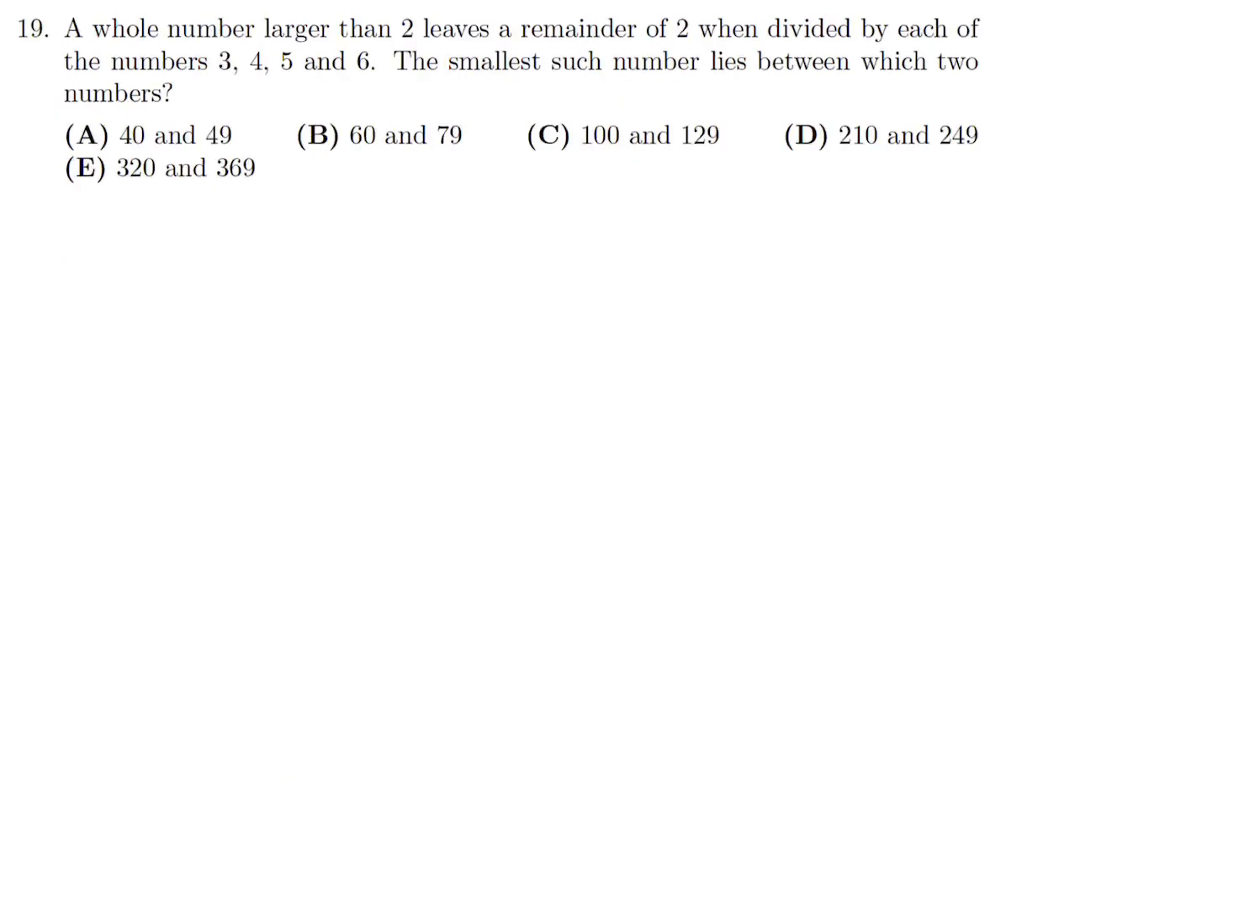A whole number larger than 2 leaves a remainder of 2 when divided by each of the numbers 3, 4, 5, and 6. The smallest such number lies between which two numbers? So if we have a multiple of 3 and you add 2 to it, that will give you this number, right? Because if you're taking the number and dividing, you're going to get a remainder of 2.